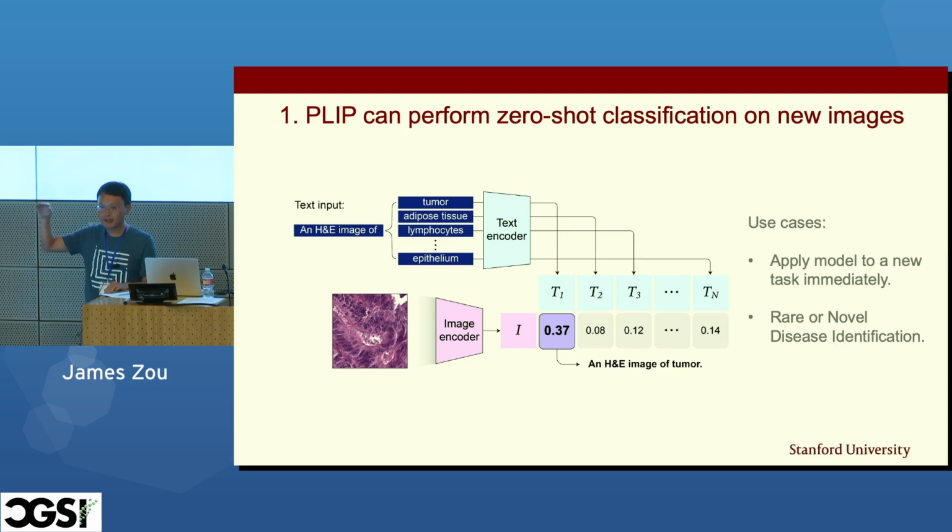And then for each of those candidate descriptions, we can feed it through the text encoder to generate one of these embeddings T. And then we simply pick the text description that has the highest similarity, equals dot product, with the image embedding. So this would be a very simple way to directly use the text and image encoders to do zero-shot classification.